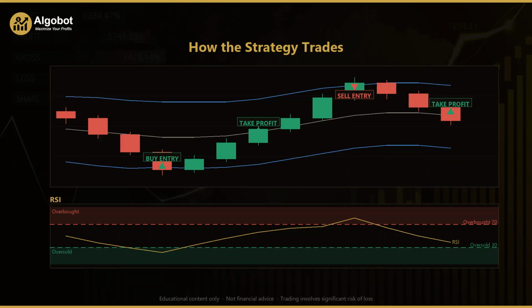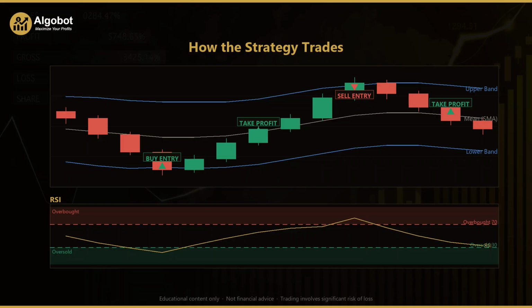Here the logic is the mirror image of the long. The strategy sees price stretched far above its average with momentum looking exhausted, so it fades the move. The stop loss is placed above the entry, an ATR-based distance over the band, protecting against a continued rally. The take profit is set back at the mean.